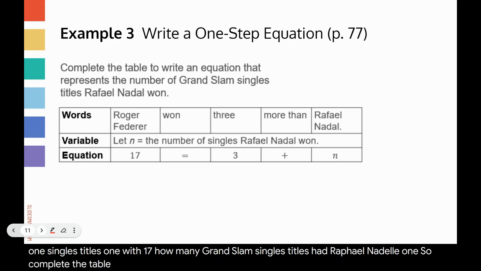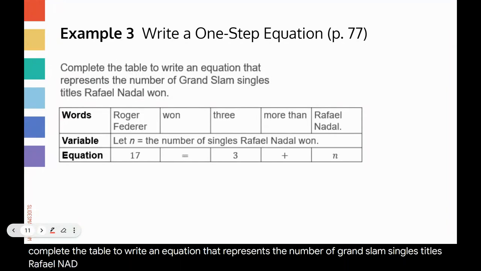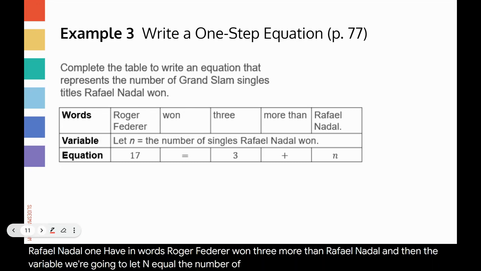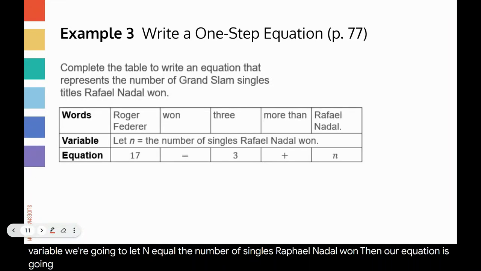So complete the table to write an equation that represents the number of Grand Slam singles titles Rafael Nadal won. So we have, in words, Roger Federer won 3 more than Rafael Nadal. And then the variable, we're going to let n equal the number of singles Rafael Nadal won. Okay, so then our equation is going to be, let's see, Roger Federer won 17 equals 3 plus n, which is however many Nadal won.